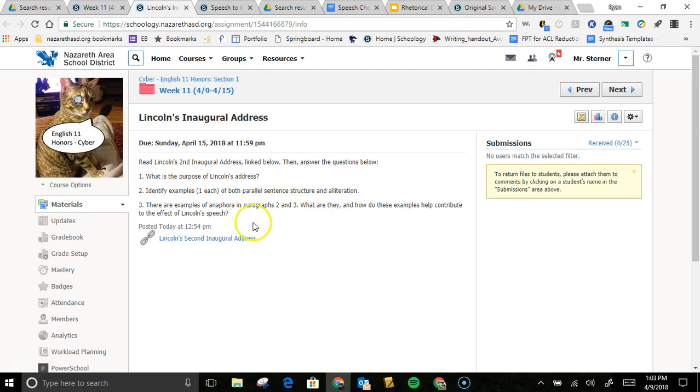And then in paragraphs 2 and 3, on this link here, which will link you to the actual speech, he uses 2 examples of anaphora. First, identify them, and then explain how they contribute to the effect of his speech, which you'll have identified up here. The important part is not only being able to identify these devices, but also to explain why they're there. They don't just use them for fun. Typically, they use them to strengthen their speech. So there's the first assignment.